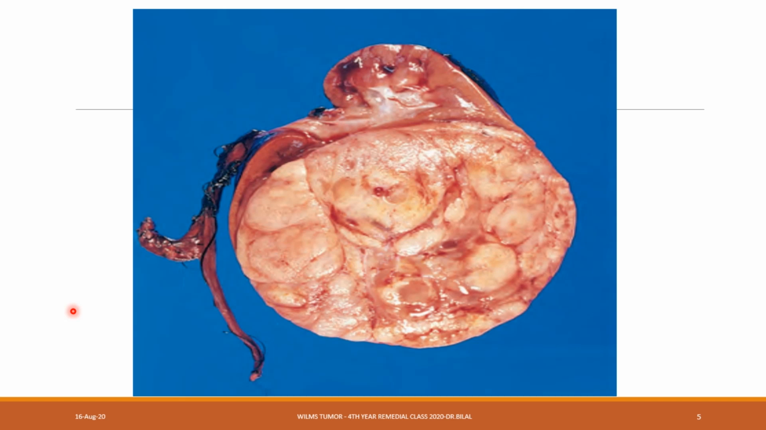This is how it looks on gross examination. This is the normal appearing kidney tissue. This is the ureter, and this you can see is a large circumscribed tumor that is occupying most of the kidney tissue. Okay, it does not appear to invade into the surrounding normal kidney. It appears to be circumscribed, and in this example there are no areas of hemorrhage or necrosis, but hemorrhage or necrosis can be found, as you know that such areas can be found in many of the malignant tumors.